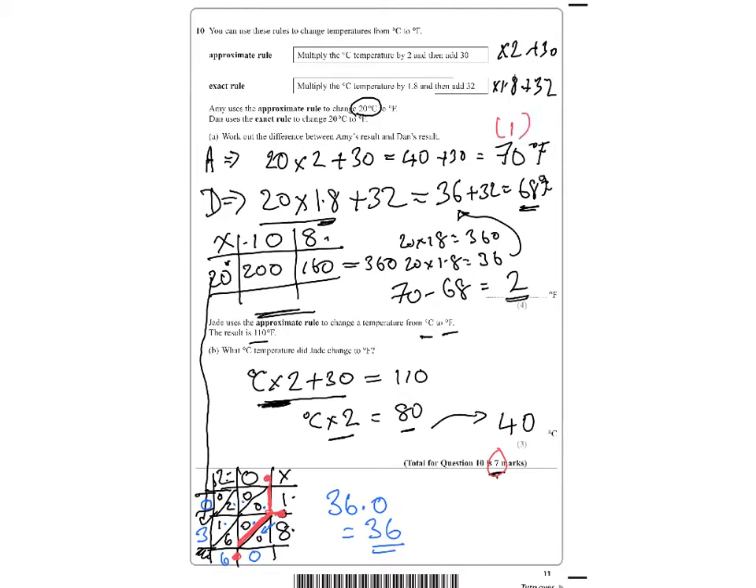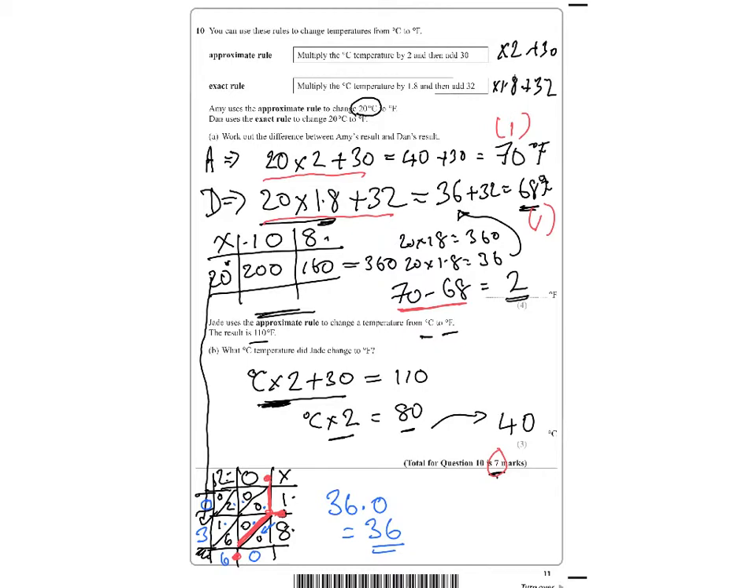So how are the marks allocated? It's 7 marks, as we said before, so we need to look at them. Now the first mark is actually given for finding the 70, so the mark is given for 2 times 20 plus the 30 and calculating the answer of 70. Another mark is also given for finding 68, and you just get the method mark for 20 times 1.8 plus 32. So it's really substituting the values into the formula given. You then get another mark for actually doing 70 take away 68.